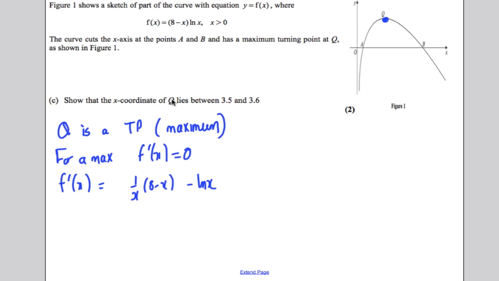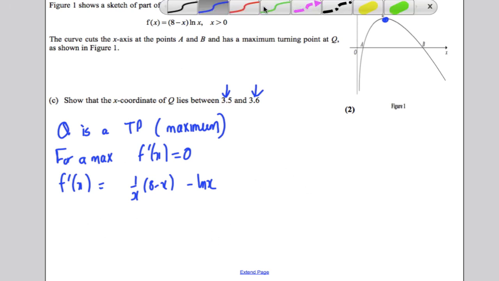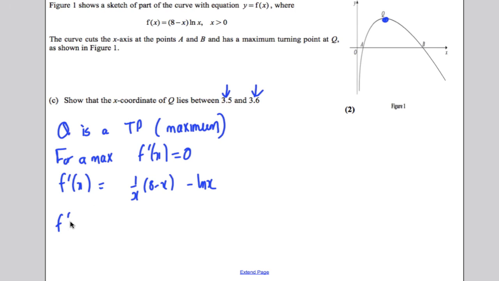If you want to show the x-coordinate lies between 3.5 and 3.6, we're going to substitute 3.5 into f dash x and 3.6 into f dash x and show that there's a change of sign. The key here is do not substitute into f of x. We are moved away from that now. We're dealing with the maximum point. It's something totally different. So f dashed of 3.5. You're going to substitute this into your formula here.